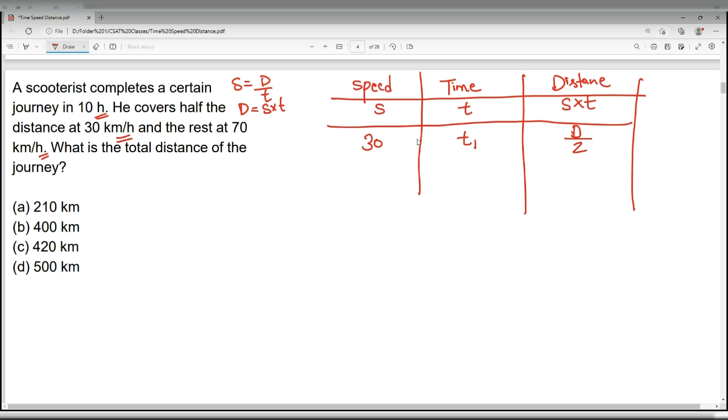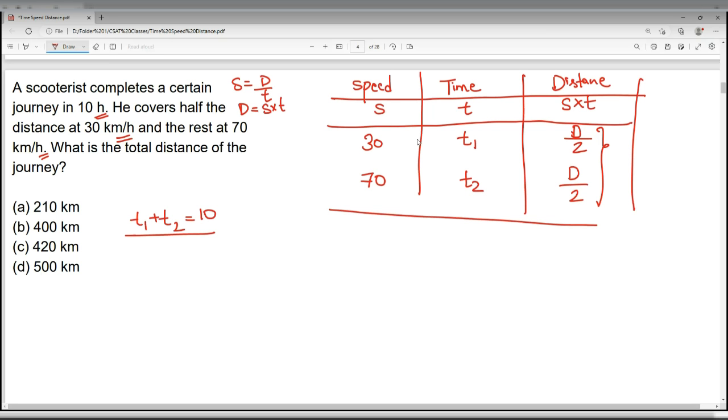The second thing they are saying is that the other half was covered by the scooterist at 70 kilometers per hour speed. The speed was 70. The time he had taken is t2. And the distance is the same. He has covered equal distance, but in different times and different speeds. They are also saying that the total time taken is 10 hours. So we now know T1 plus T2 is equal to 10 hours. And this is one equation.